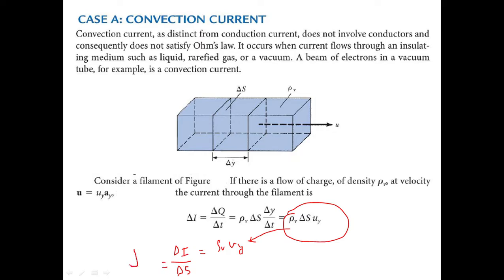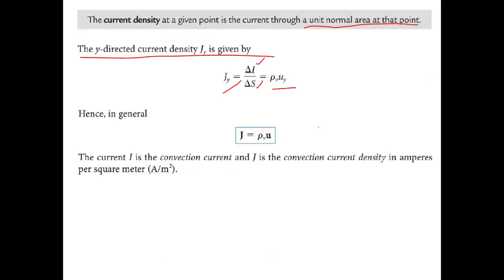That is nothing but current density J, and it is in the Y direction. So it will be J_y. J_y is equal to delta I by delta S, which is nothing but rho v into u_y, right? So that is what is written here, rho v into u_y. In general, we have taken the Y direction for analysis, but this can be in any direction. So the J vector will be equal to rho v into u. This is important.